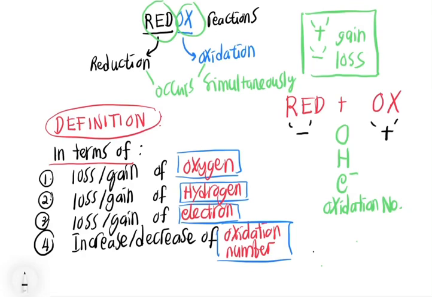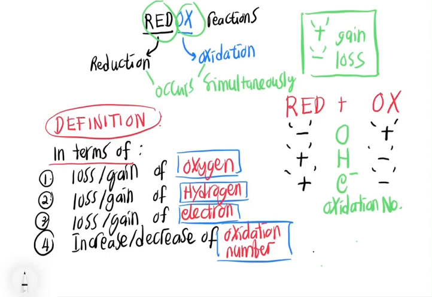Now, if oxidation is gain of oxygen, in terms of hydrogen and electron it will be the exact opposite, where oxidation is the loss of hydrogen and loss of electron. Now, reduction is loss of oxygen, so in terms of hydrogen and electron, it will be the exact opposite. Reduction will be gain of hydrogen and gain of electron.